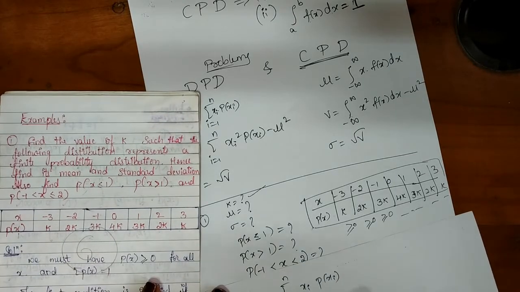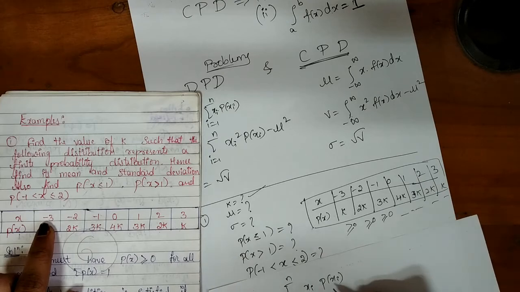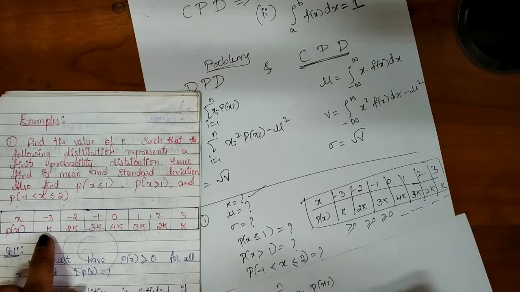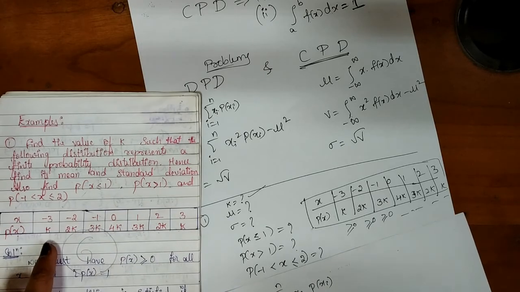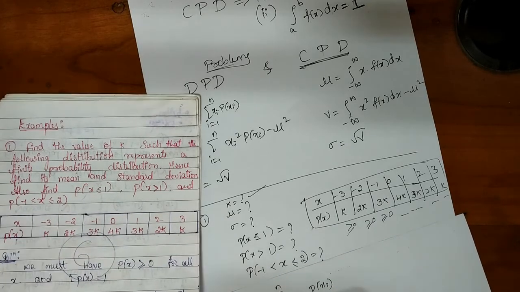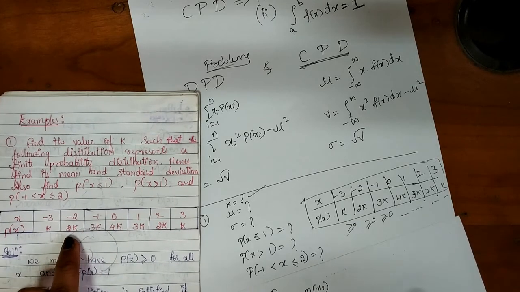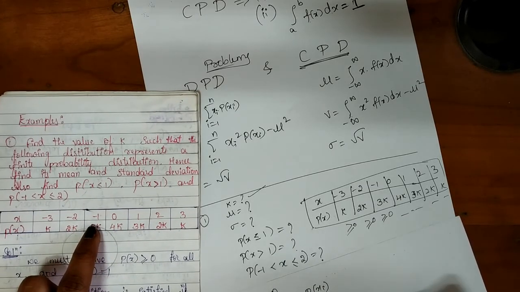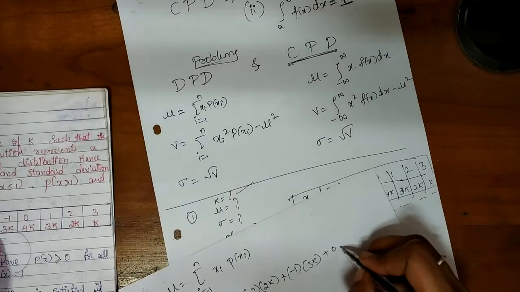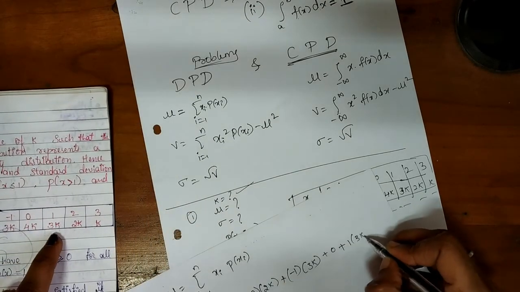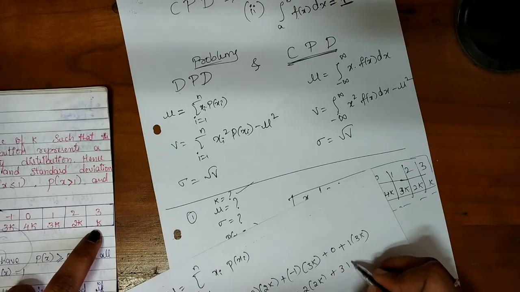I will take each and every value, and I have to sum it. Xi, the first one, minus 3 into P of xi. P of xi means the corresponding value of x, that is k. Anyway, the k value we know, that is 1 by 16. Let me write first. It is asking for the sum, right? So I'm taking plus minus 2 into 2k, plus minus 1 into 3k, plus 0 into anything will be 0, so I'm writing 0 here, plus 1 into 3k, plus 2 into 2k, plus 3 into k.